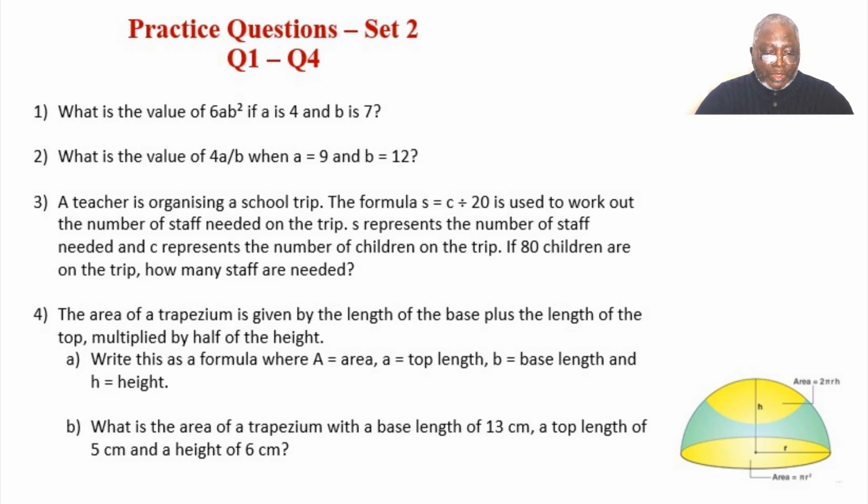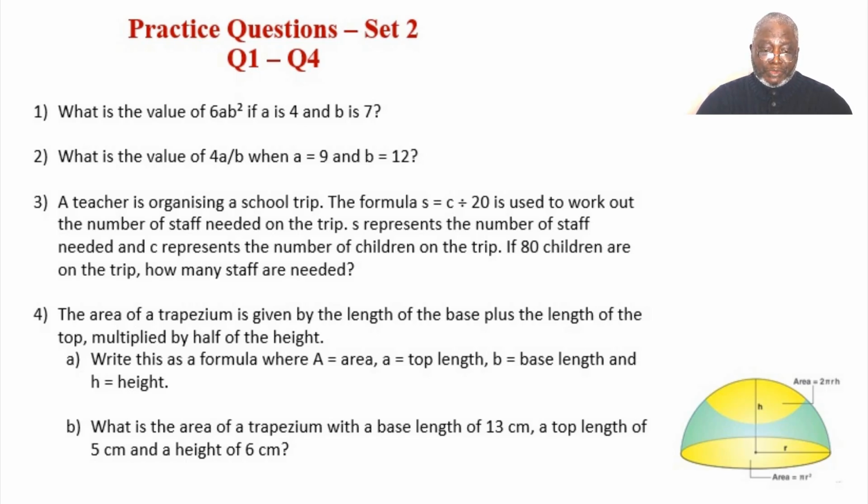Question 3. A teacher is organizing a school trip. The formula S equals C divided by 20 is used to work out the number of staff needed on the trip. S represents the number of staff needed and C represents the number of children on the trip. If 80 children are on the trip, how many staff are needed?